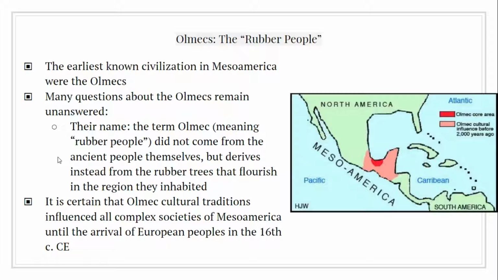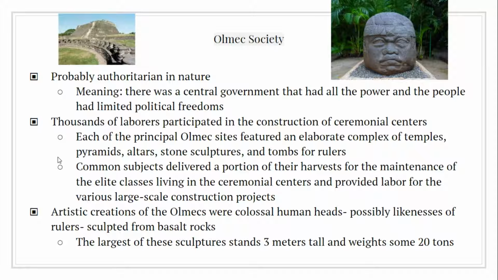It is certain, however, that the Olmec cultural traditions influenced all of the other Mesoamerican societies that we're going to see throughout class until the Europeans arrived in the 16th century. So even though we don't know a lot about the civilization, it was super instrumental to civilizations like the Aztecs, for example. Looking at their society, they're most likely authoritarian, meaning that they had a very strong central government that had all the power, and the people had very limited political freedoms. Their societal structure was also probably divided into two, like a triangle. The top half was the rulers, the elites, the priests, and then the bottom half was just the common, everyday average Joe.